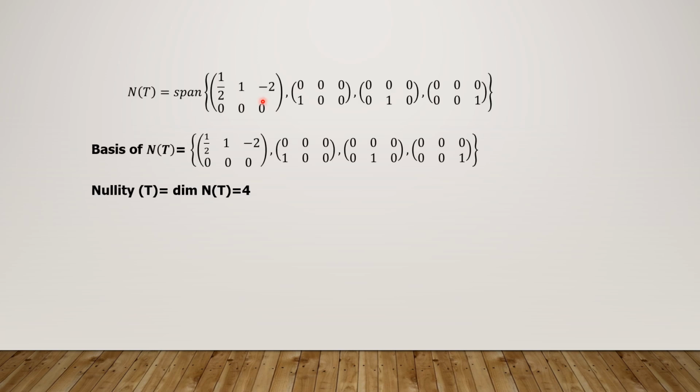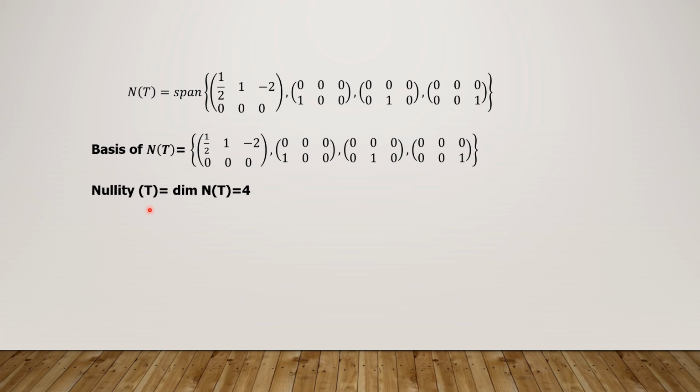From the previous, it's clear that the four matrices generate our n of t. That is, we can write n of t equal to span of these vectors v1, v2, v3, v4. And moreover, these are linearly independent vectors. So it generates as well as linearly independent, so we can write it as a basis. So what is the basis of n of t? It's nothing but this set v1, v2, v3, v4.